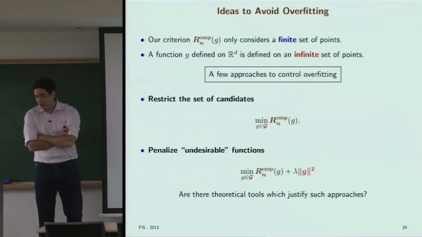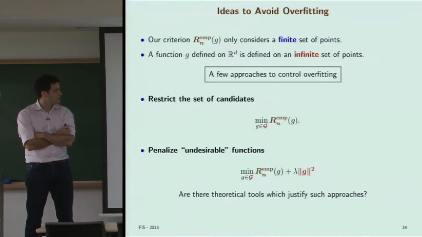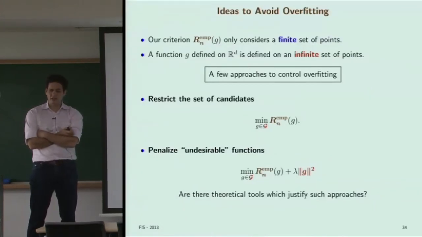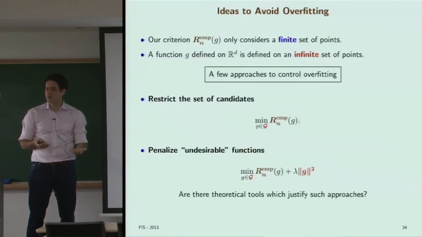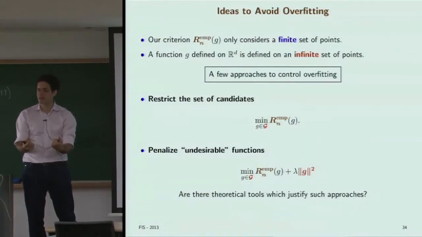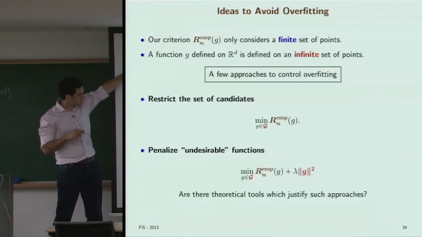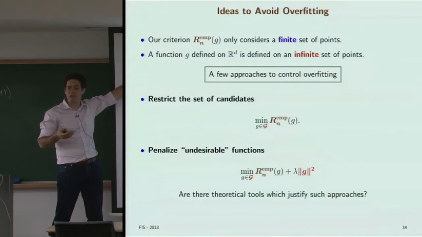So here are a few ideas to avoid overfitting, and we're going to discuss them in detail. So why intuitively is the approach which I just described bound to fail? The idea that I give you a finite set of points and you learn a function from that set of points, having only in mind the fact that you want to minimize the risk. Well, in 2 lines, the intuition behind is this. Our criterion here considers a finite set of points. Even if it's 10 million or 100 million, it's still a finite set of points.